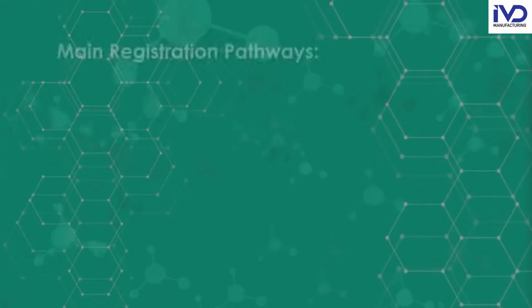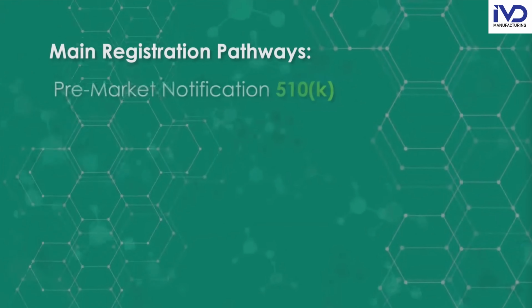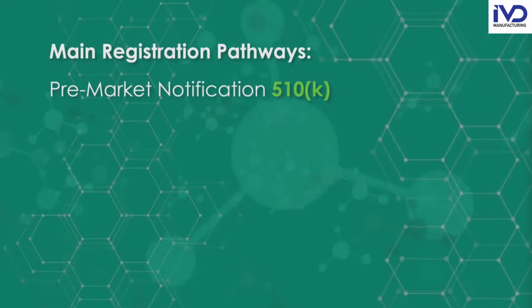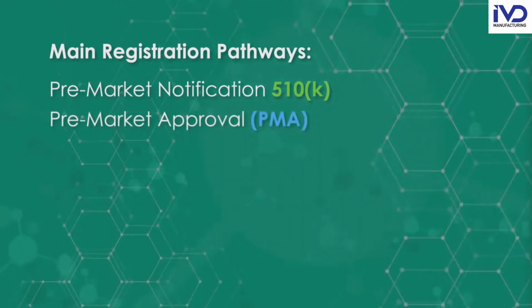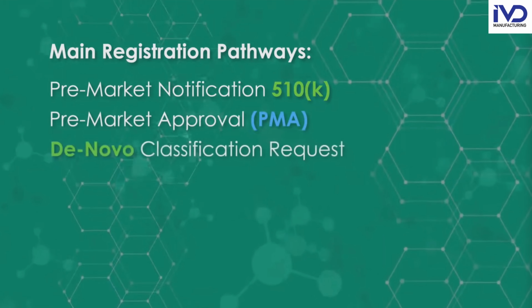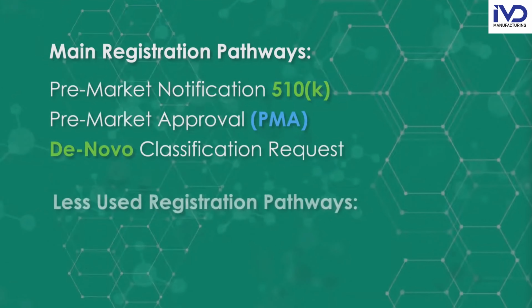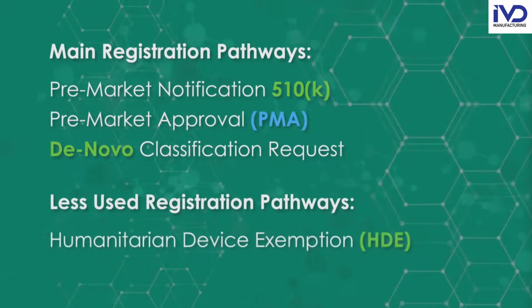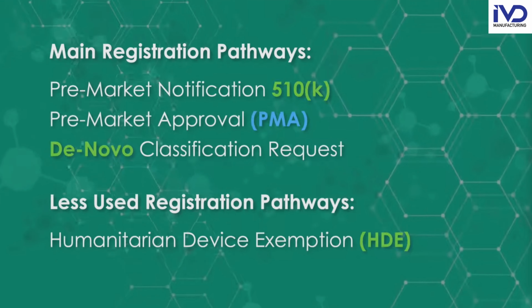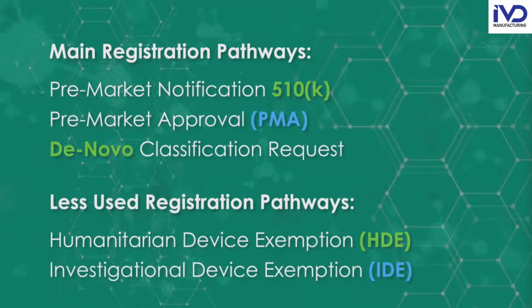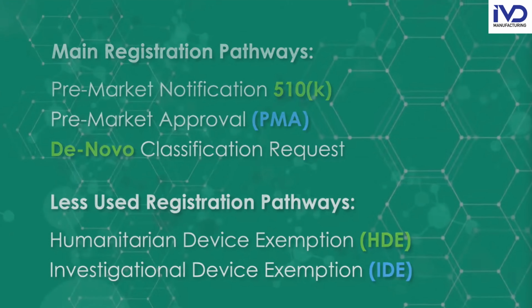Based on the classification of the medical devices, there are different registration pathways to be followed. The first is the pre-market notification, which is 510K. Second is pre-market approval, PMA. Third, the de novo classification request. The last registration pathways are the humanitarian device exemption, HDE, followed by the IDE.